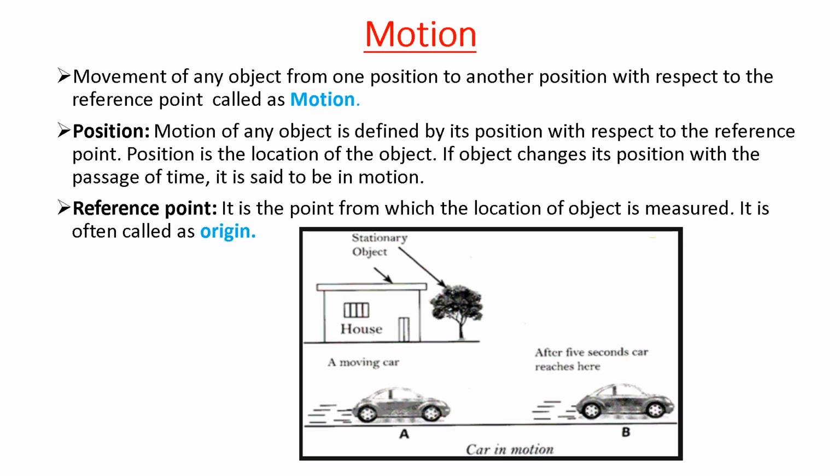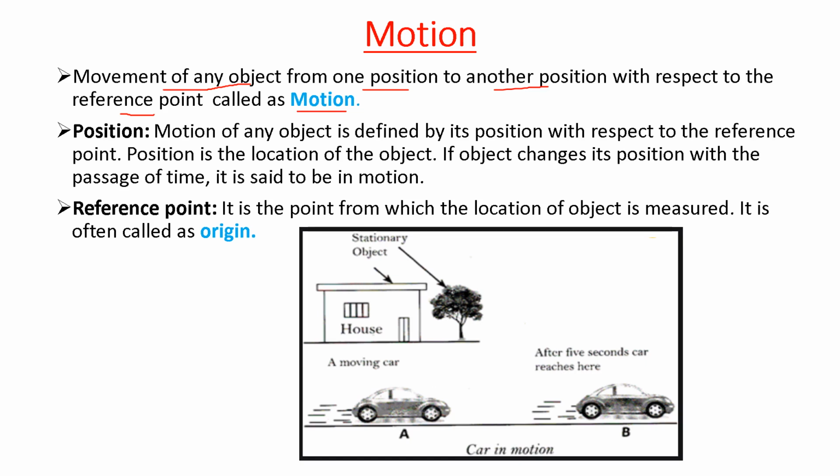Let's see. It says that movement of any object from one position to another position with respect to a reference point is called motion. It means a body should change its position with respect to a reference point. Then that body is said to be in motion.